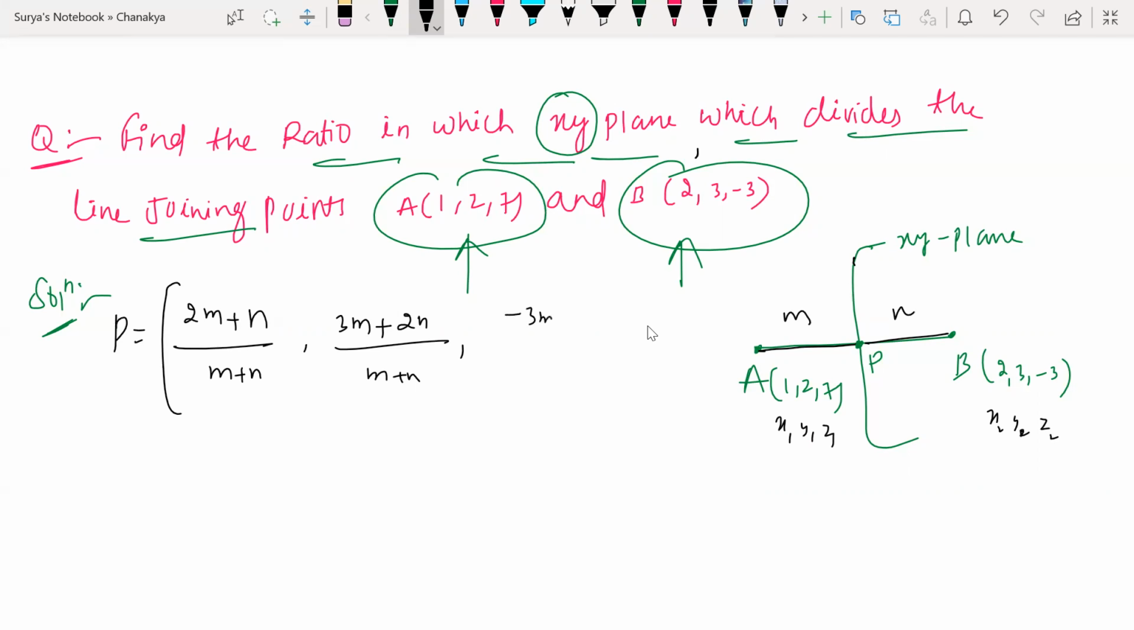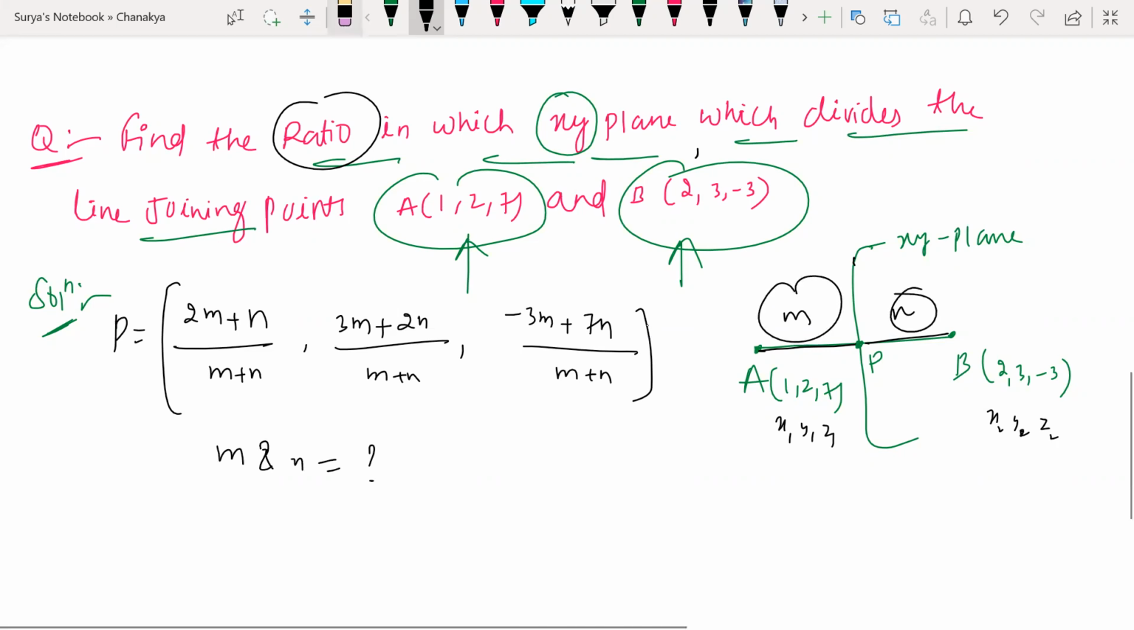Okay, so 7. x2 plus 7. Now we need to find what ratio. We need to find what m and n values, isn't it? We need to find the m is to n ratio, right? Yes, sir. We need to find out the m and n values. For that, what can I do here?